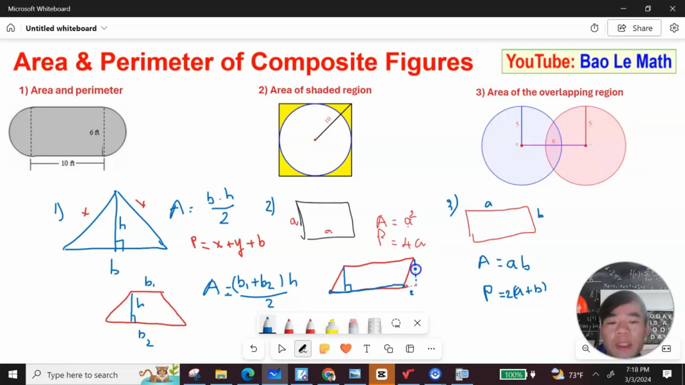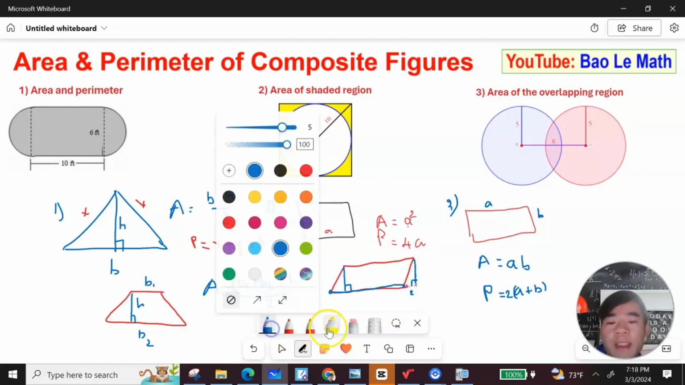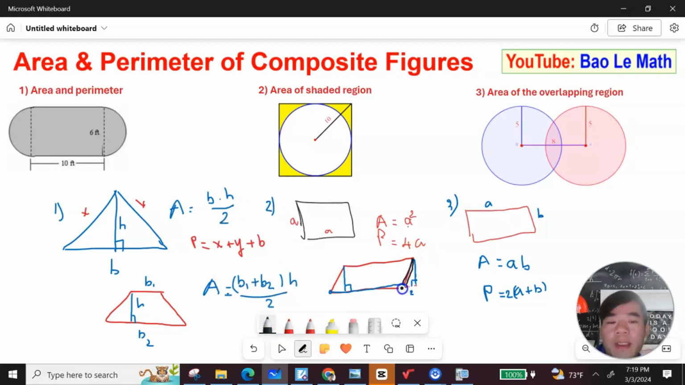If you choose this one as the height, the height and the base are perpendicular. Or if you choose this side as the base, the height should be right here. Keep in mind the height and the base are always perpendicular. So the area is the same thing, base times height. A equals base times height. All right, so I'll give you an example about the parallelogram.